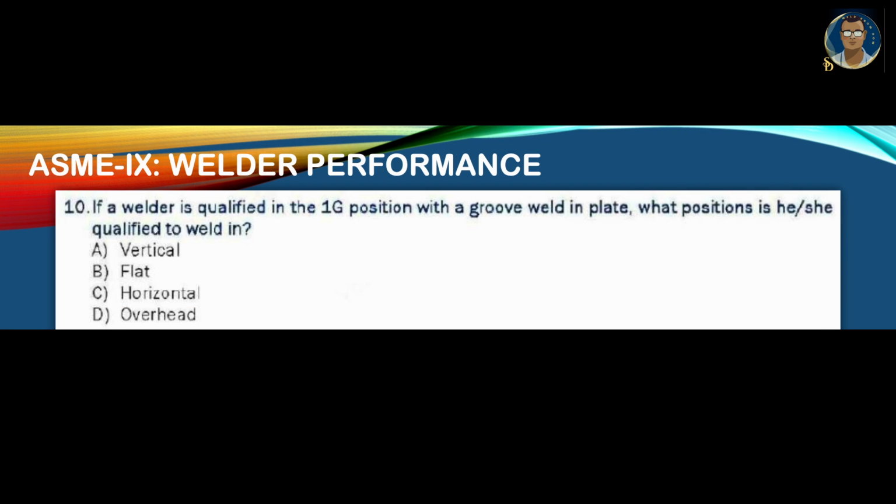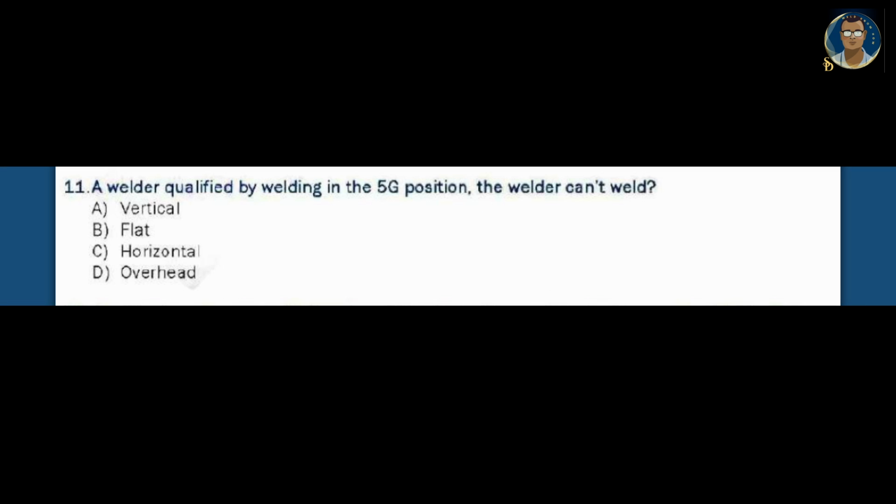Question 10. If a welder is qualified in the 1G position with a groove weld in plate, what position is he or she qualified to weld in? Vertical, flat, horizontal or overhead? So this should be option B, flat. Question 11. A welder qualified by welding in the 5G position cannot weld which of the following: vertical, flat, horizontal or overhead? The right answer will be option C, horizontal.